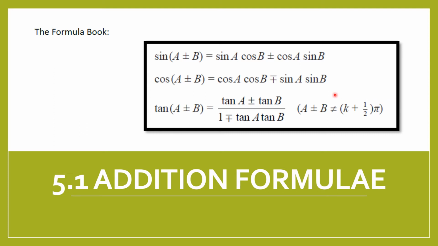This bit at the end here just means that if a plus or minus b was equal to pi times k plus a half, where k is an integer, then we're going to end up with a denominator of 0, which we can't have because it can't divide by 0. That's all that means. So you can sort of ignore that. It doesn't really change anything that we're going to do. Now you'll see where these formulae come from later in the chapter. For now, let's just start using them and becoming familiar with them.